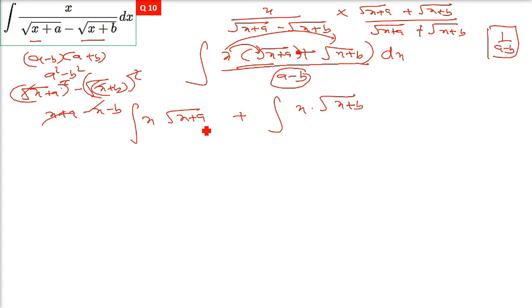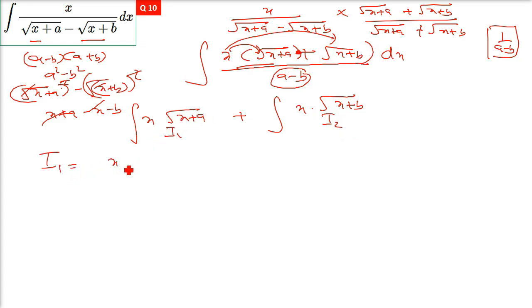If you are able to do x into under root x plus a, just integrate the first term. The second term will follow the analogy. Wherever a is there, replace it by b then. So this is I1, this is I2. I1 is x into under root x plus a.